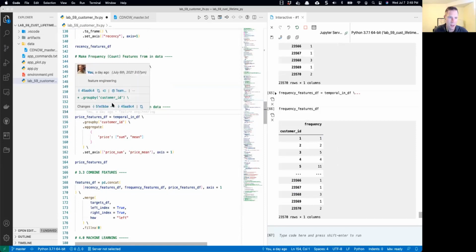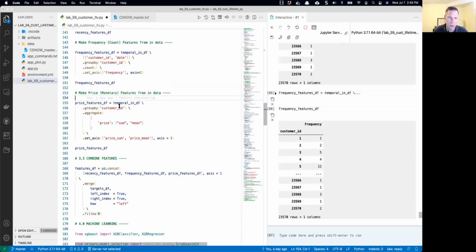The next thing that we're going to do is the monetary features. So we're again working with the in-sample data set.